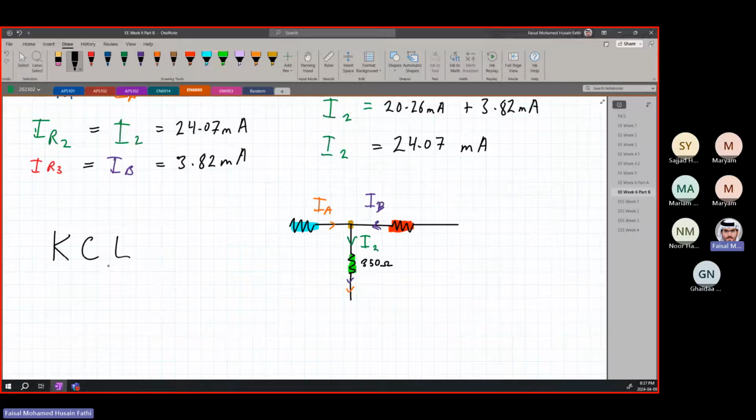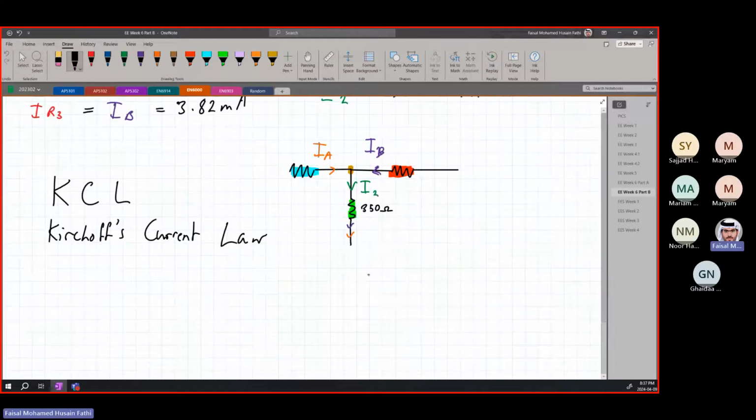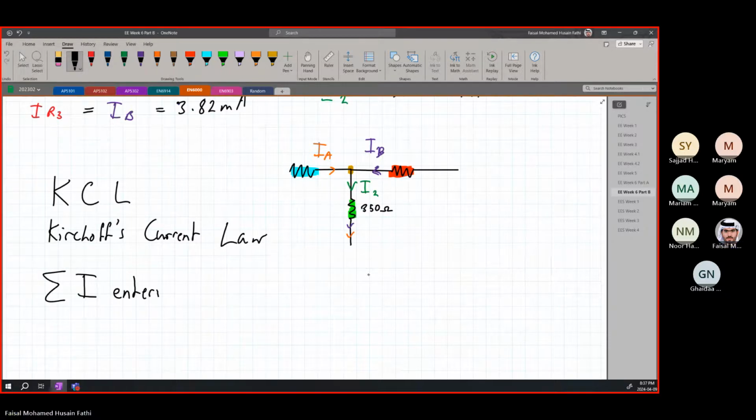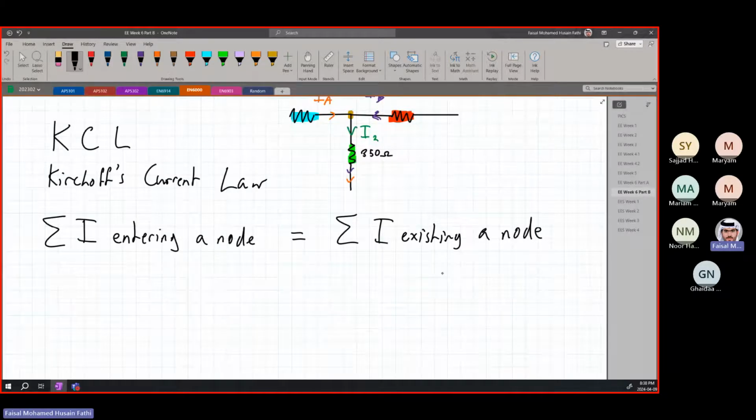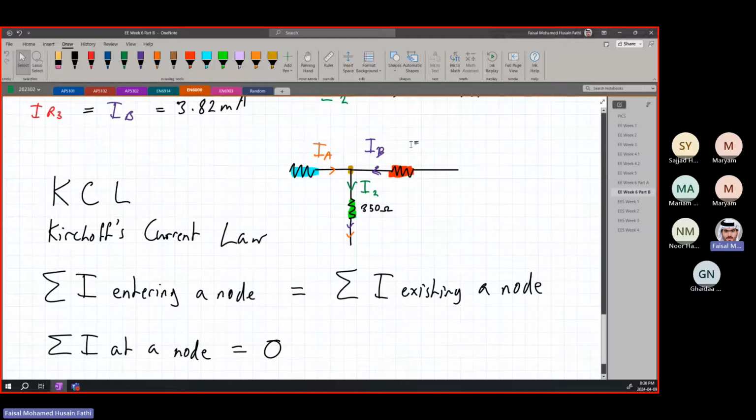KCL. It is Kirchhoff's current law. And what does that say? It says that the sum of currents entering a node has to be equal to the sum of current exiting a node. Another way of saying this is the sum of current at a node should be equal to 0. What does this mean? Let us look at this example to explain the KCL.